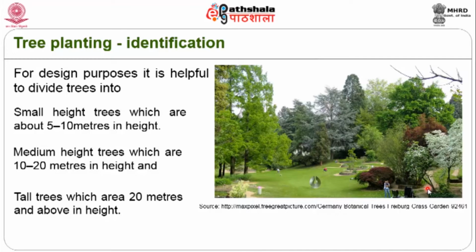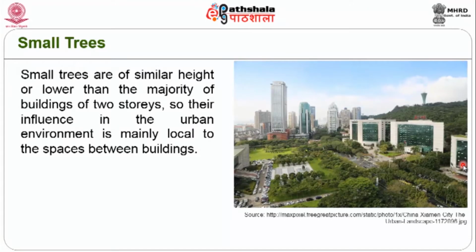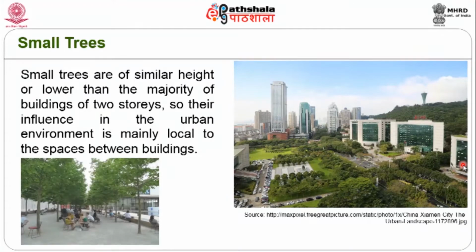So, we have different scales for understanding these trees in the local landscape, and it becomes important and necessary for us to be able to use them accordingly with respect to the spatial dimensions of the particular area, and be able to arrange them. Now, we will look at small trees. Small trees, as I said earlier, are about 5 to 10 meters in height.